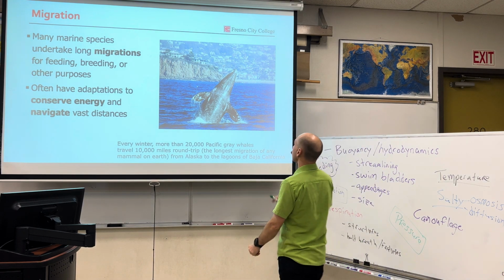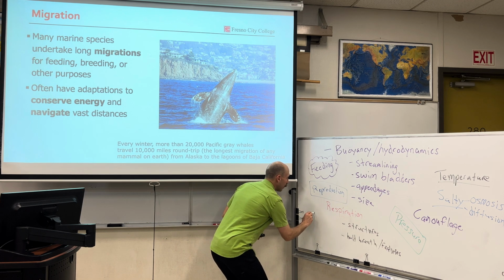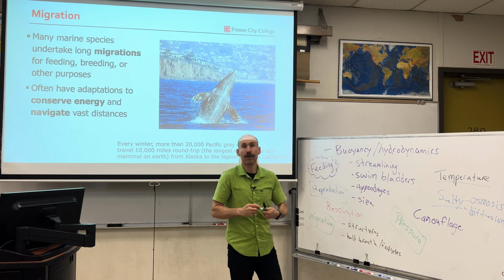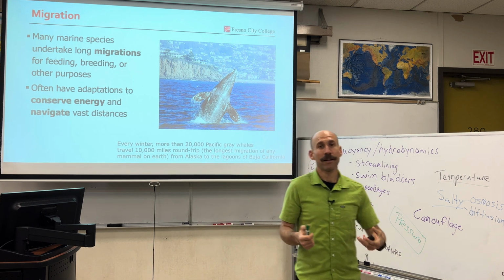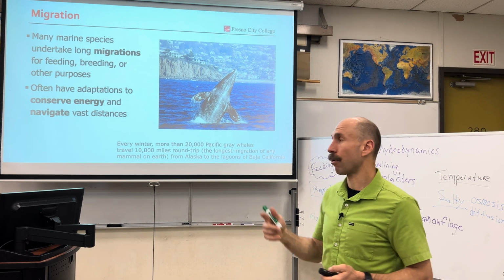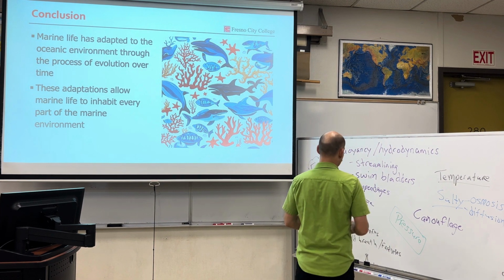So migration just means that animals are going where the food is. And that makes sense because there is abundant marine life in the ocean, but the ocean is so big that it's not uniformly distributed through time or space. Okay, now is my conclusion.